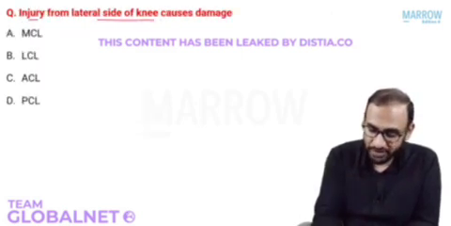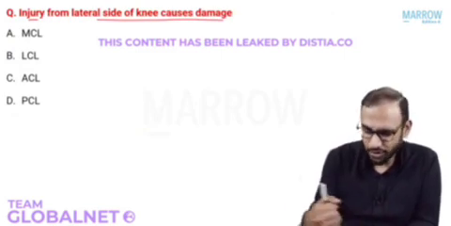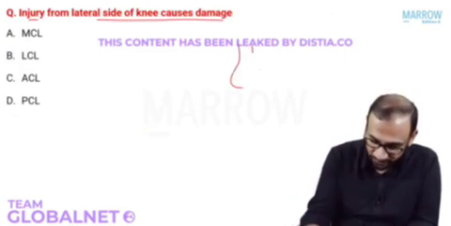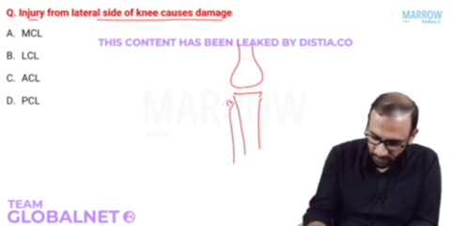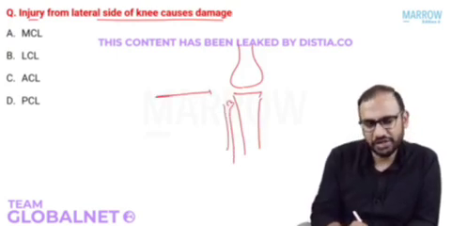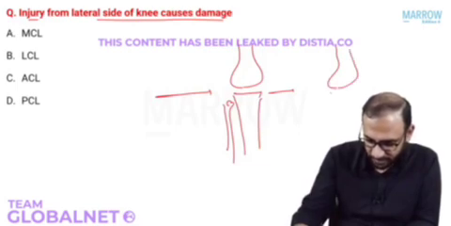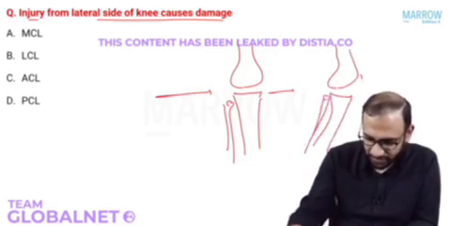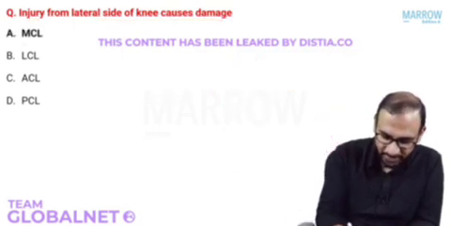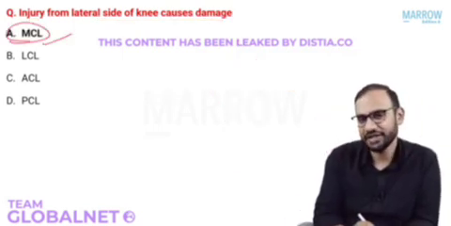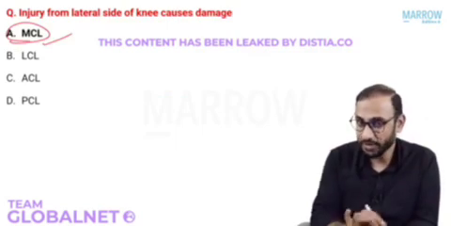Injury from the lateral side of the knee causes damage to. There is injury to the lateral side of the knee. So this is a femur, this is tibia, this is fibula. Injury from the lateral side will push the femur, and it will lead to the tibia going in. Valgus. So what will be injured? Your MCL will get injured. Right. Valgus force, abduction force.